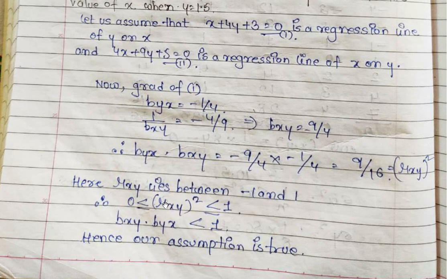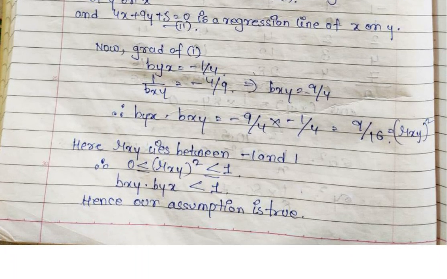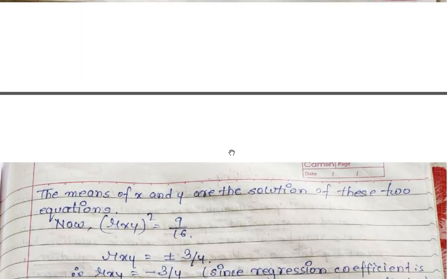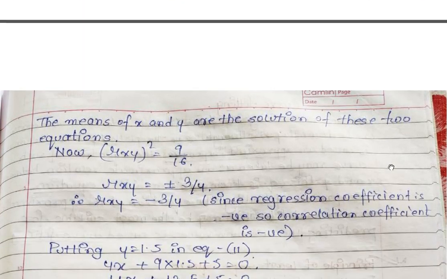If you take the square, then minus 1 squared will be 1 and 1 squared will also be 1, and the value will be between 0 and 1. So the product of bxy and byx, which is 9 by 16, is less than 1. So our assumption is correct, that is, the first equation is the regression line of y on x and the second equation is x on y. Therefore we can see that our assumption is true. Now rxy whole squared equals 9 by 16.